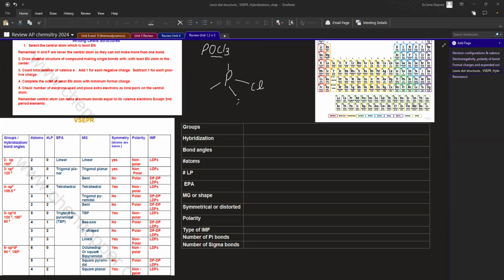Chlorine here, and another chlorine and oxygen. Am I right? This is the skeleton. Once you have made the skeleton, search these elements in the periodic table. Check if your central element can have expanded octet, yes or no? The central element. P, Aditi, central element, this P. Yes or no?